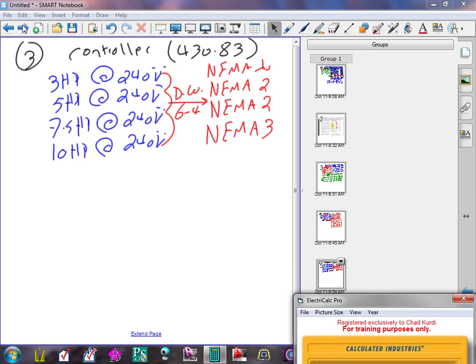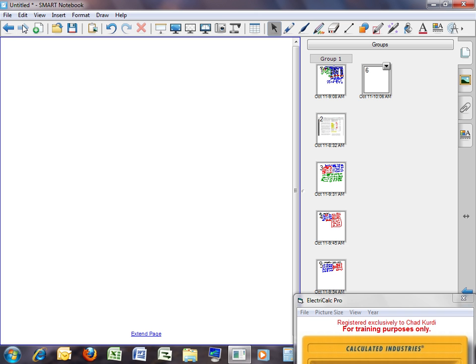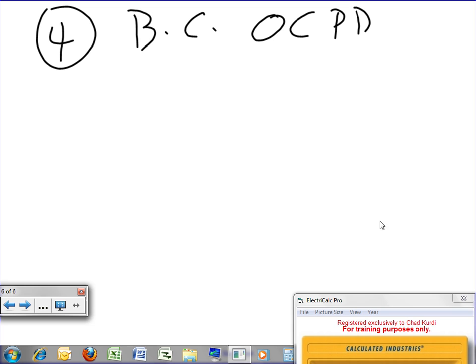Number 4, quick. We're getting in there. What was number 4? Number 4 was the branch circuit overcurrent protection device.